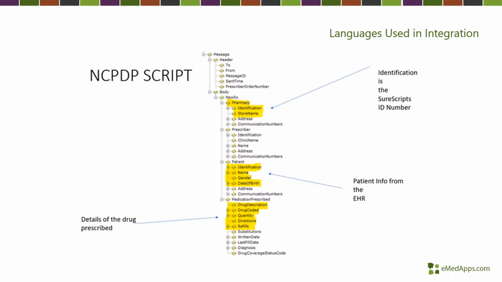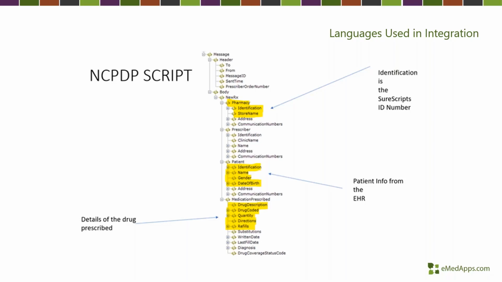The first thing is the pharmacy. Where am I prescribing this to? It contains the identification number for that pharmacy that SureScripts uses to route that message to the appropriate pharmacy. It contains the name of that pharmacy. So if I'm reading that XML file, I can tell where this script was intended to go to.